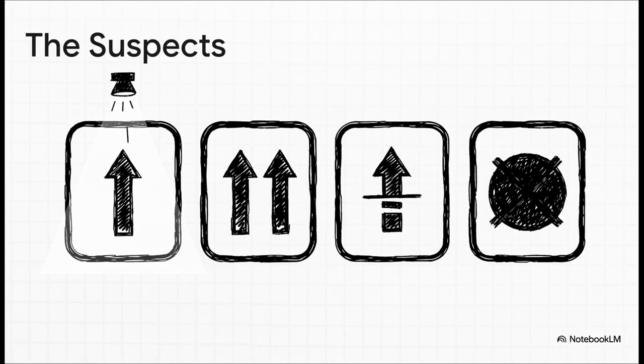Okay, let's look at our lineup of suspects. We've got A, F; B, 2F; C, F divided by 2; and D, 0. Now I bet that first one, suspect A, looks really tempting, doesn't it? The force is F, so the tension must be F. It just feels right. But as we've already hinted, there's a little more to this story.